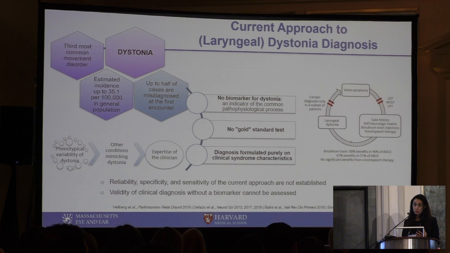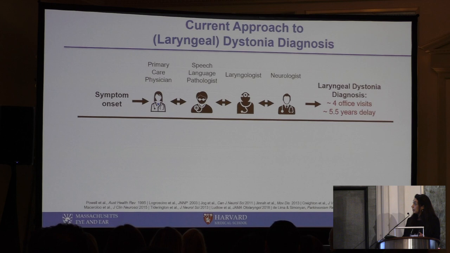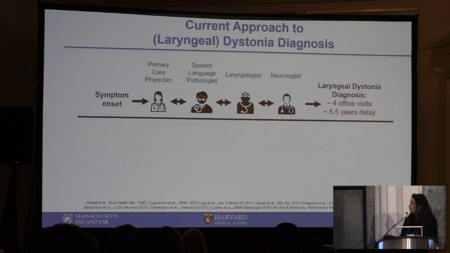The validity of clinical diagnosis without a biomarker cannot be assessed. So what's happening currently is that a few studies have looked into this and determined that typical patients with laryngeal dystonia would require about 4 office visits, and the delays in diagnosis may take up to, on average, 5.5 years. We're not doing well in terms of timelines, but it's not even as bad as in other forms of dystonia.